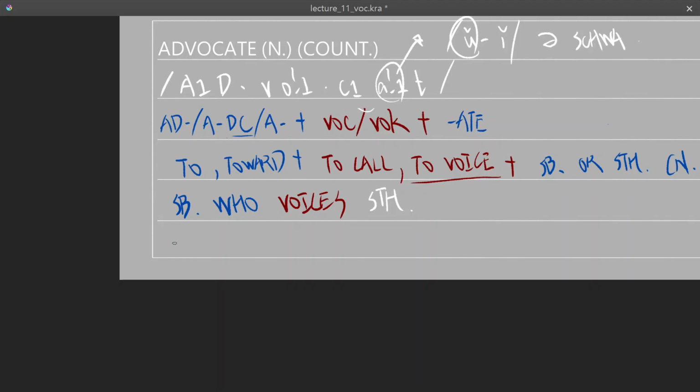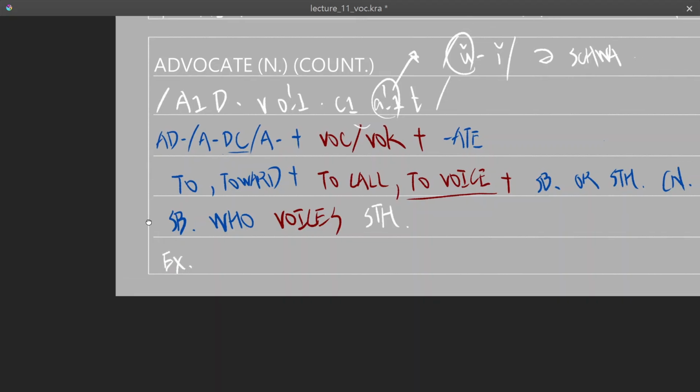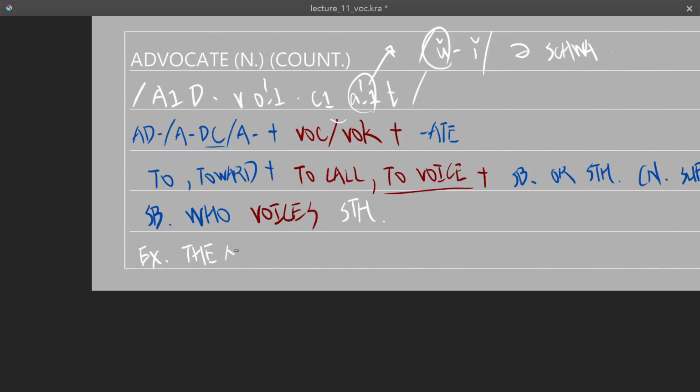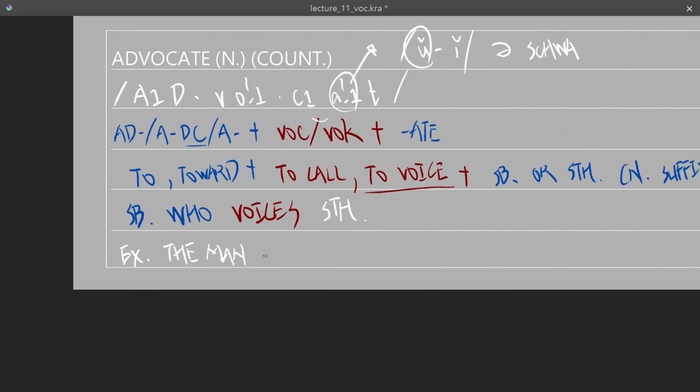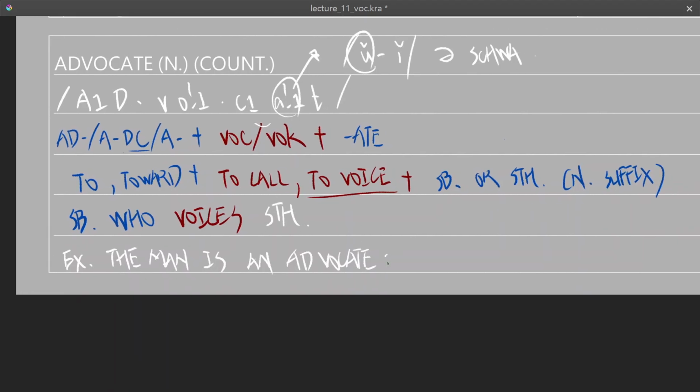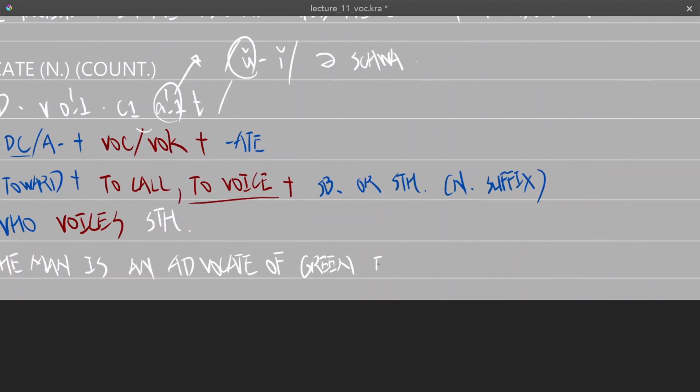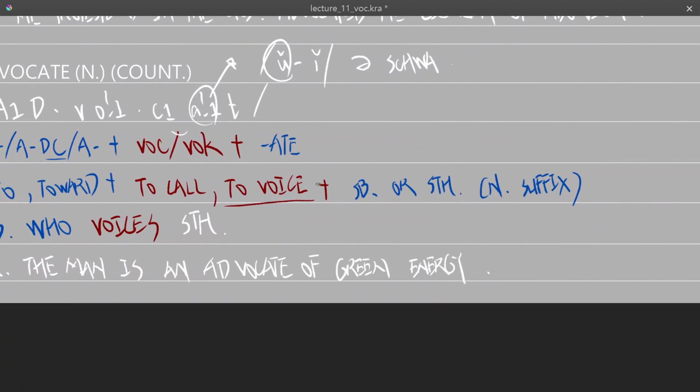So for example, let's say the man is an advocate of green energy. Cool.